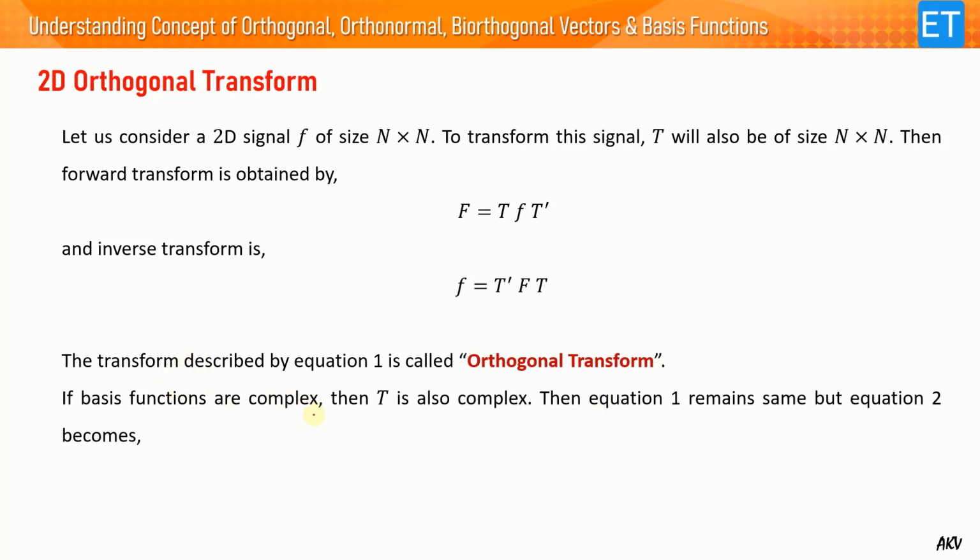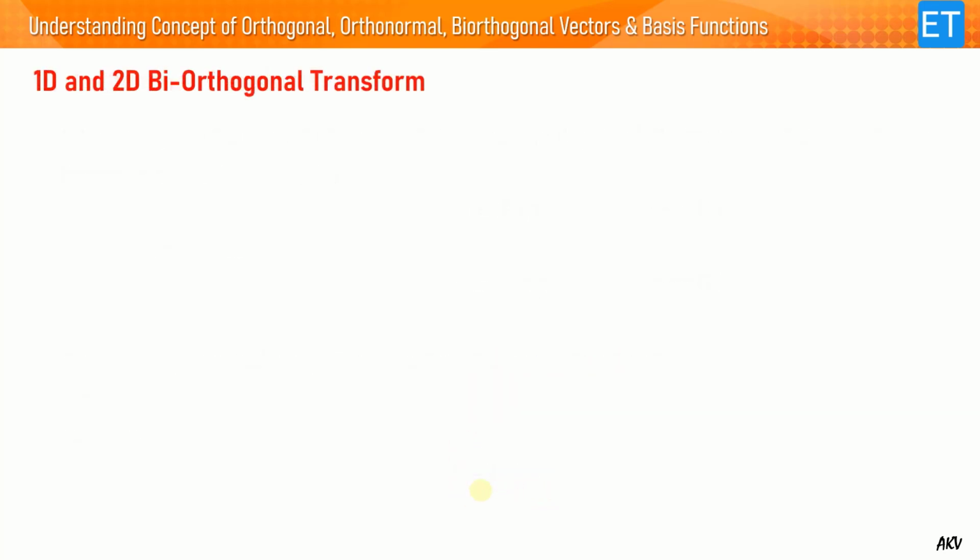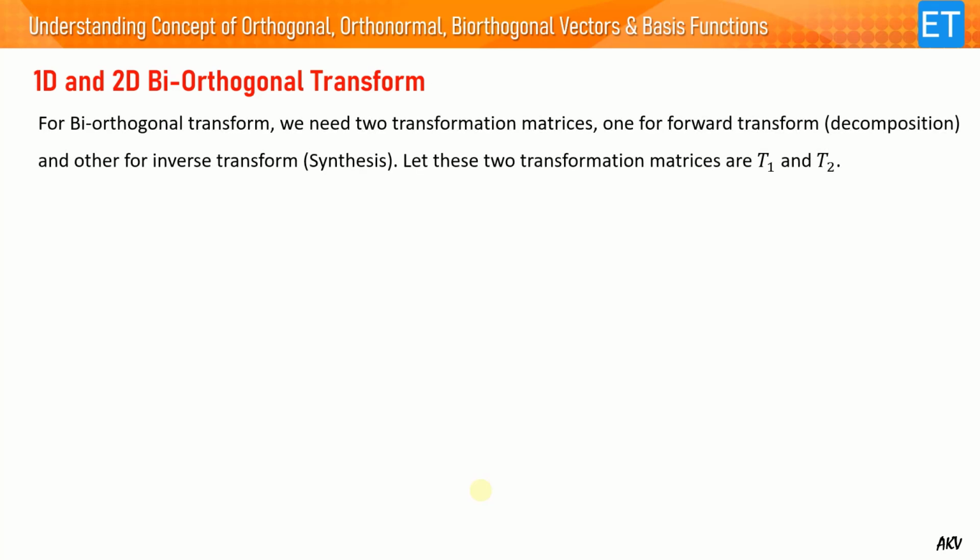And if basis functions are complex, then your transformation matrix T is also complex. So equation 1 will remain the same, while equation 2 will change, and that will be this: instead of T transpose, it will be the conjugate transpose, and this T will become the complex conjugate of T. Okay, so the inverse transform equation will change. And now let's see the bi-orthogonal transform. For the bi-orthogonal transform, we actually need two transformation matrices instead of one.